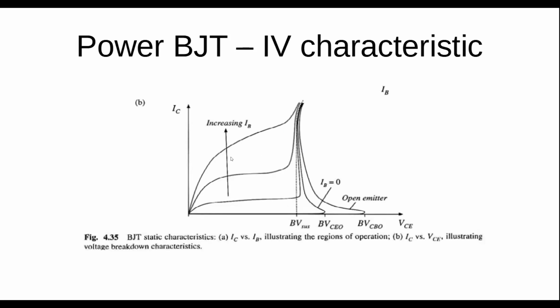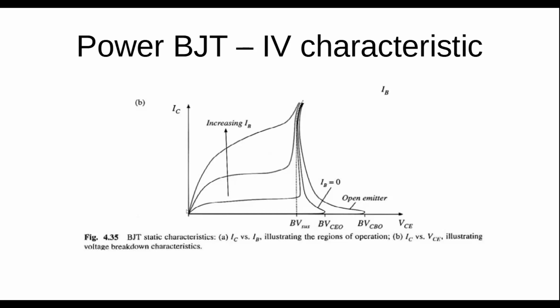When we look at the IV characteristic, the current-voltage characteristics for a power BJT, this diagram doesn't really do a good job. I've got another one somewhere. In Ned Mohan, what he shows is that the saturation region for the BJT is actually split into two regions. There's something called quasi-saturation and then hard saturation.